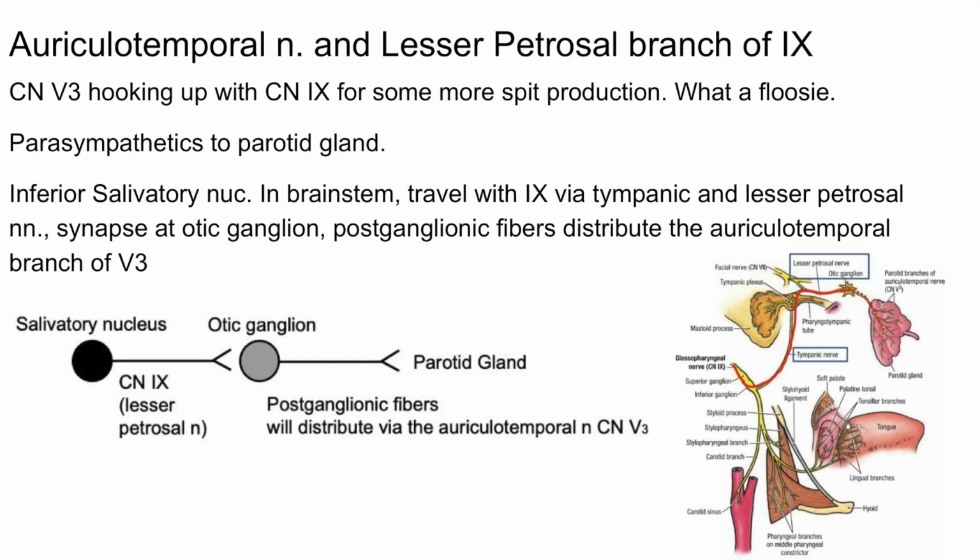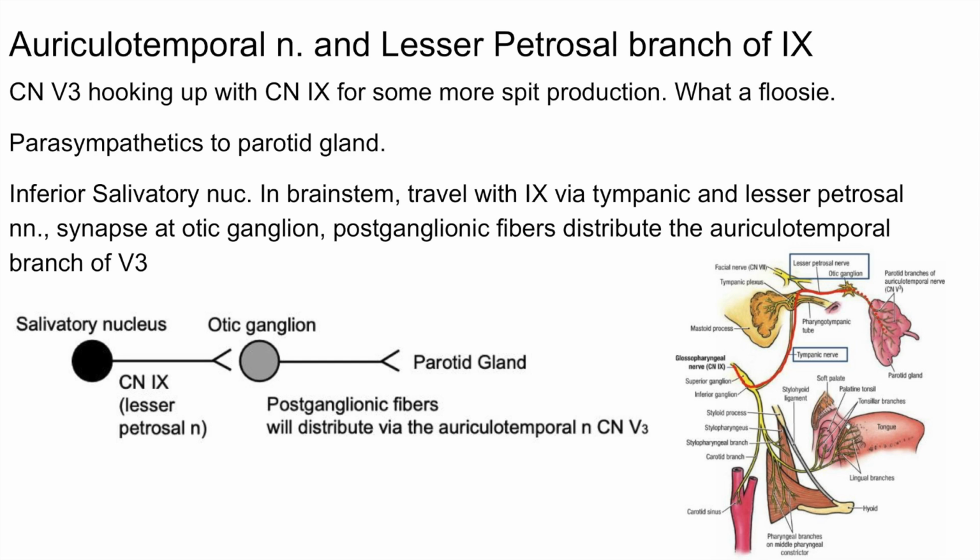After the synapse, the postganglionic parasympathetic fibers need a way to reach the parotid gland, and this is where V3 comes in. They hitchhike along the auriculotemporal nerve, a sensory branch of V3, which carries them to the parotid gland to stimulate that salivation. So the high-yield pathway is inferior salivatory nucleus, cranial nerve 9, tympanic nerve, tympanic plexus.